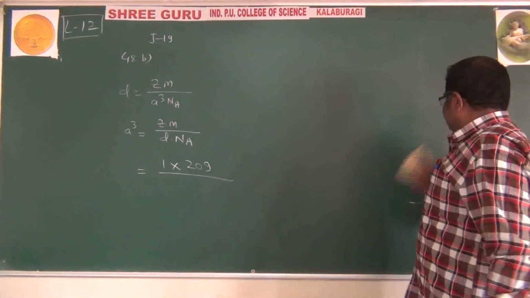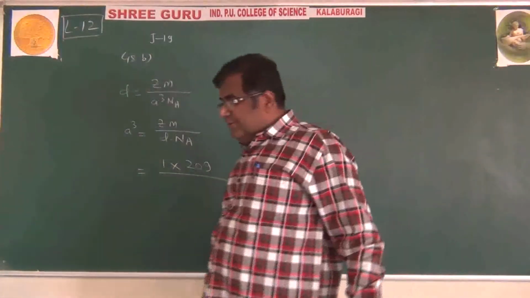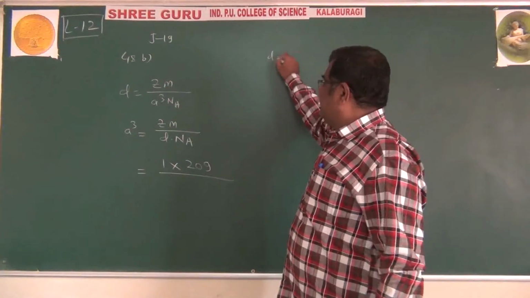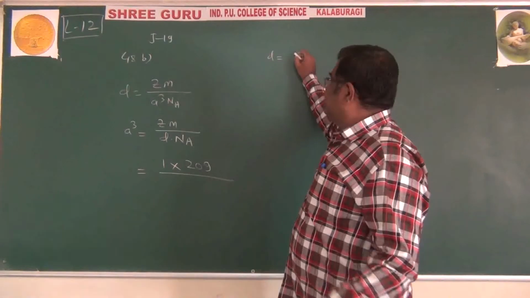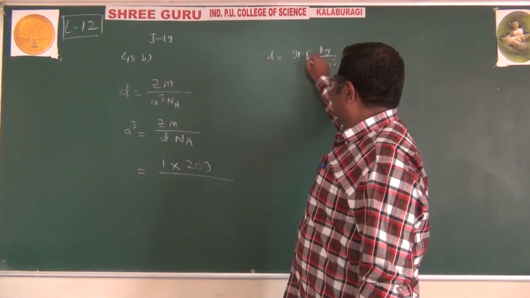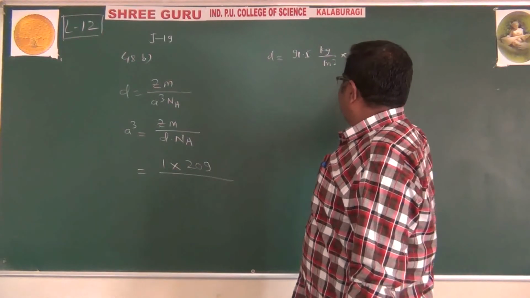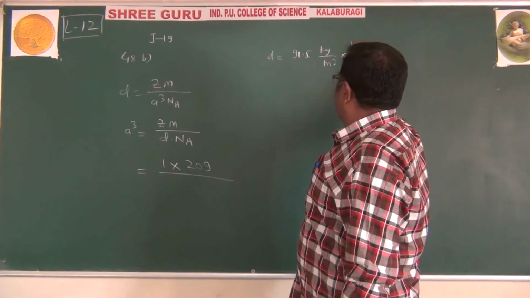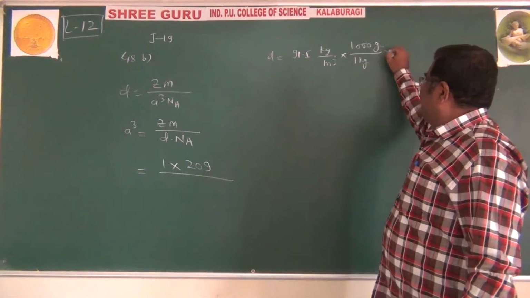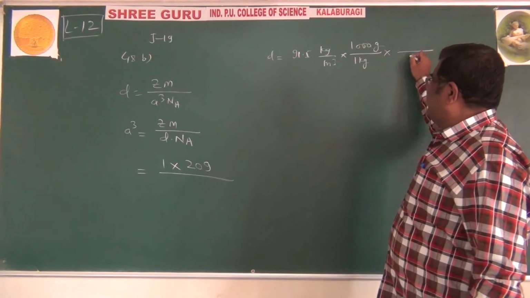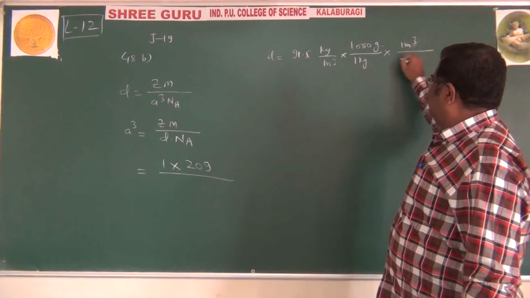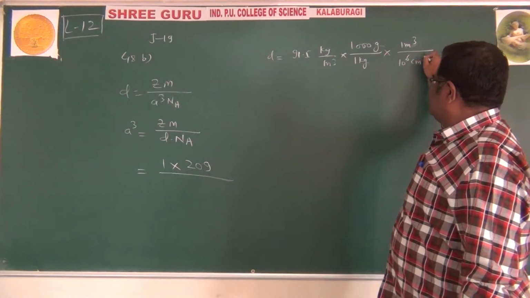See that conversion. Density they have given in kilogram per cubic meter. What value they have given? 91.5 kilogram per cubic meter. We can write 1 kilogram is equal to 1000 gram, and we can write 1 cubic meter is equal to 10 raised to 6 cubic centimeter.